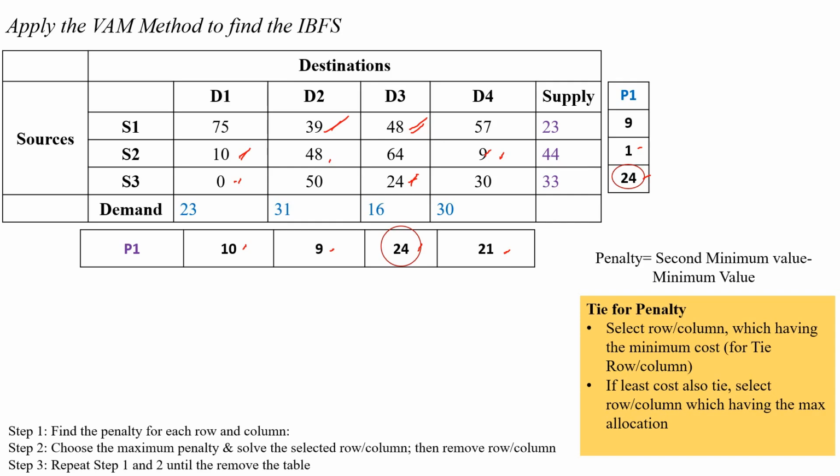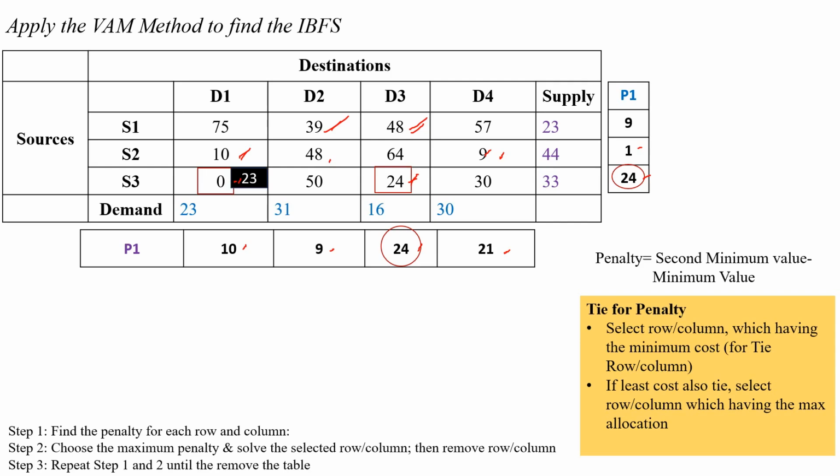So there is a tie for the penalty. In this condition, we have to select the row or column which has the minimum cost. First we have to look at the S3 row. In the S3 row the minimum value is 0, and in the D3 column the minimum value is 24. Among 0 and 24, the minimum cost is 0 and it is for the S3 row. So we have to select the 0 for the S3 row.